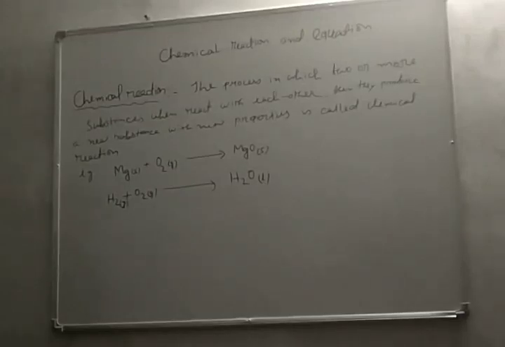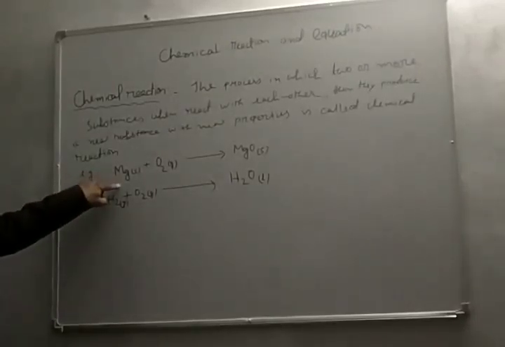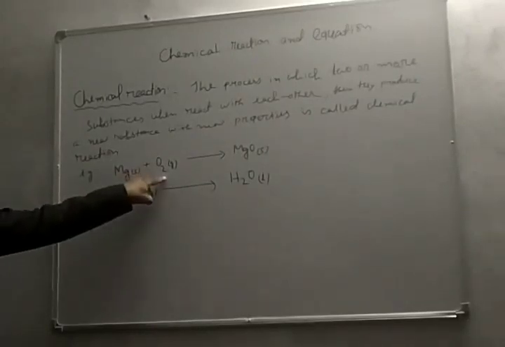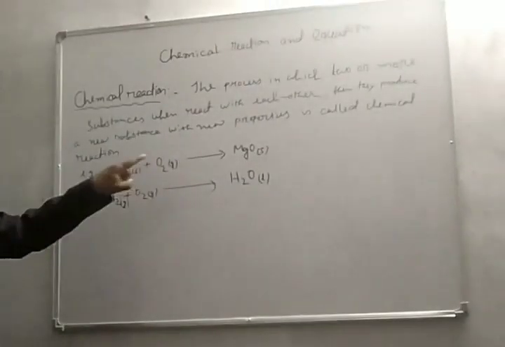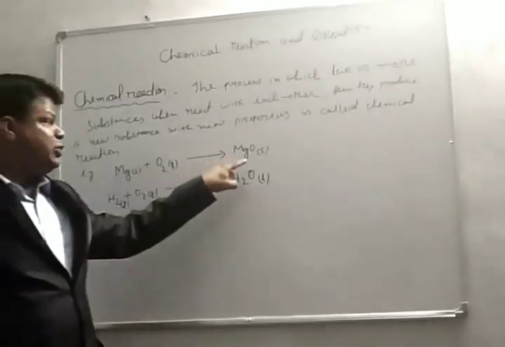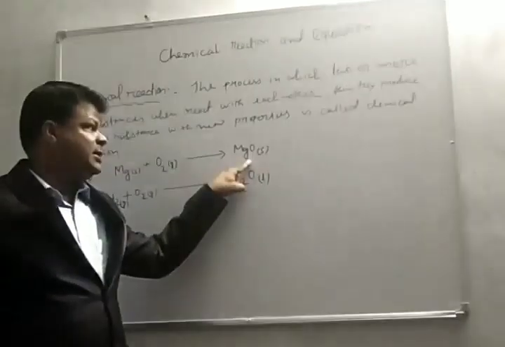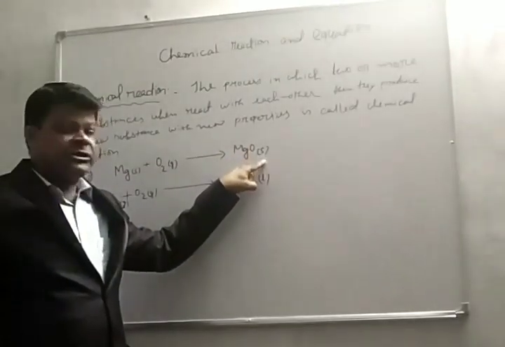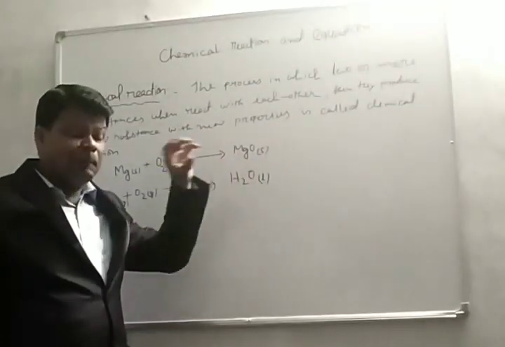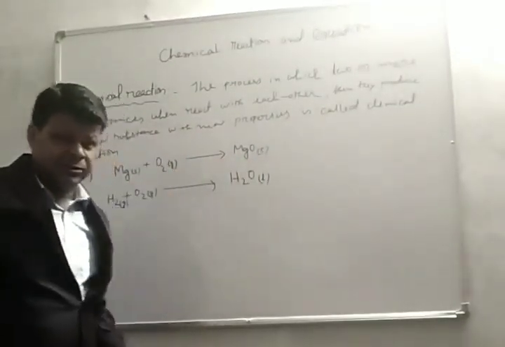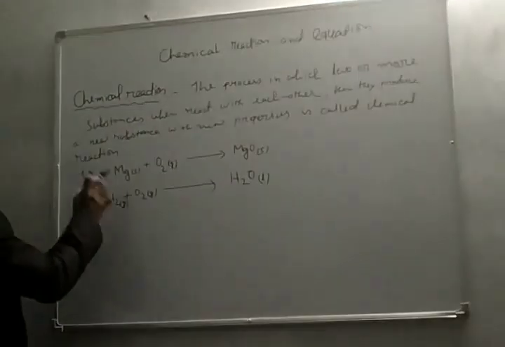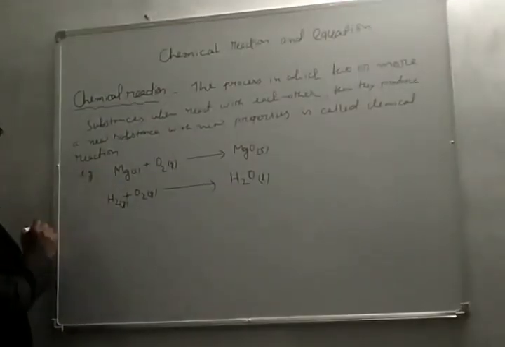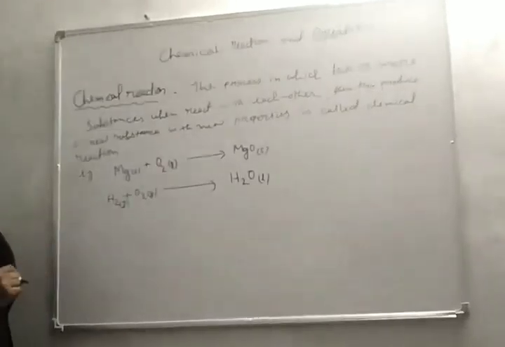If I give one example, it will be clear to you what a chemical reaction is. Say you have taken a piece of magnesium ribbon and burn it in the presence of oxygen. Then it will produce a new product, magnesium oxide, which has completely new properties. The chemical symbol of magnesium is Mg, and it is in solid state.